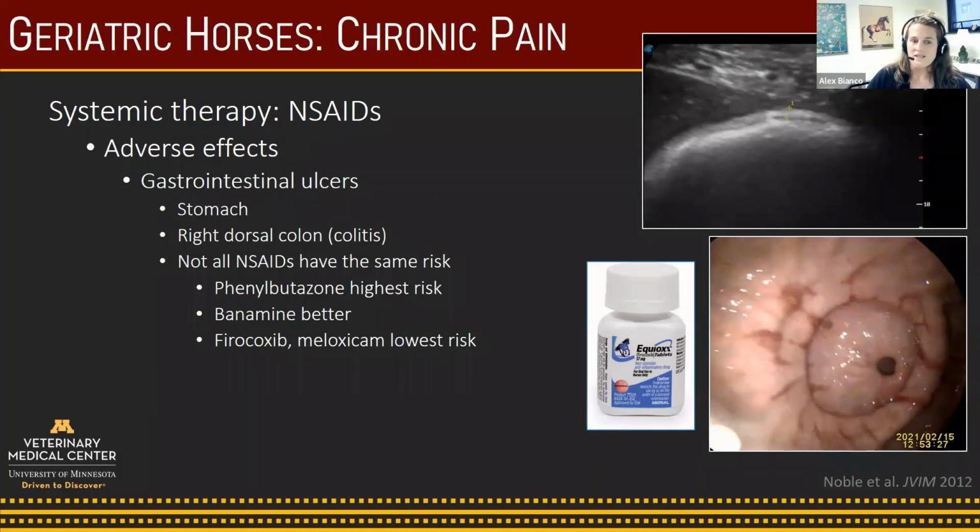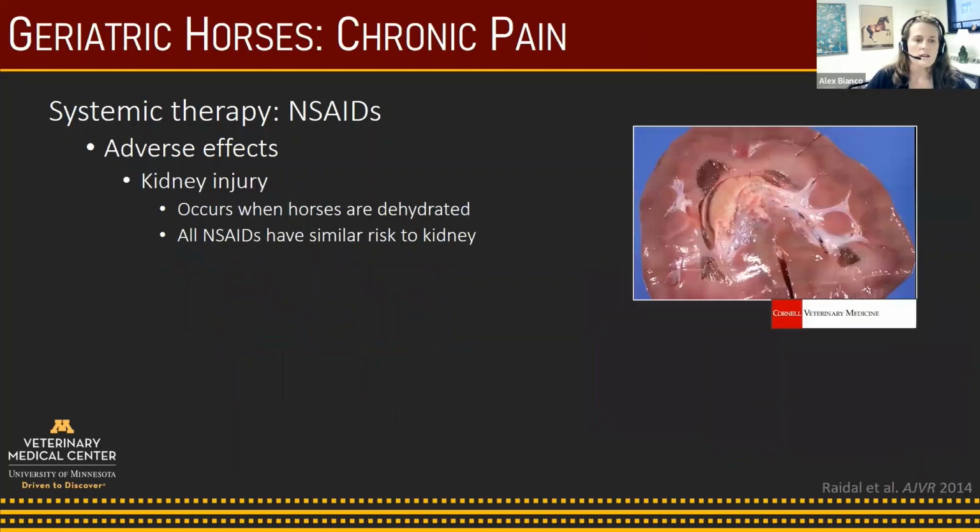Not all NSAIDs have the same risk. We know this. Phenylbutazone, or bute, definitely has the highest risk of adverse effects. Banamine is better than bute in terms of GI side effects. Firocoxib and meloxicam are the safest for long-term use in terms of the GI tract, and there have been multiple studies that have shown this.